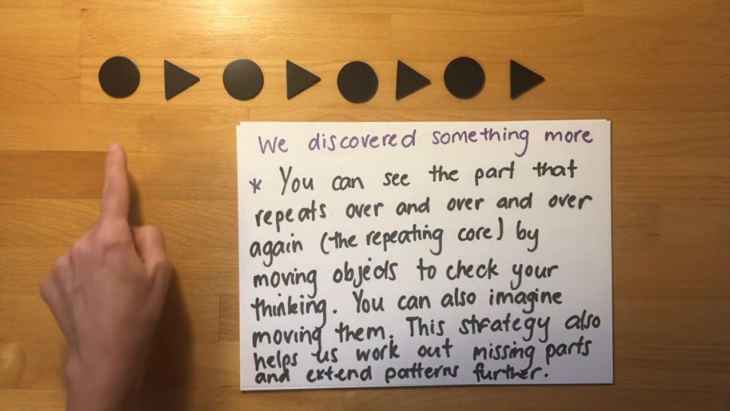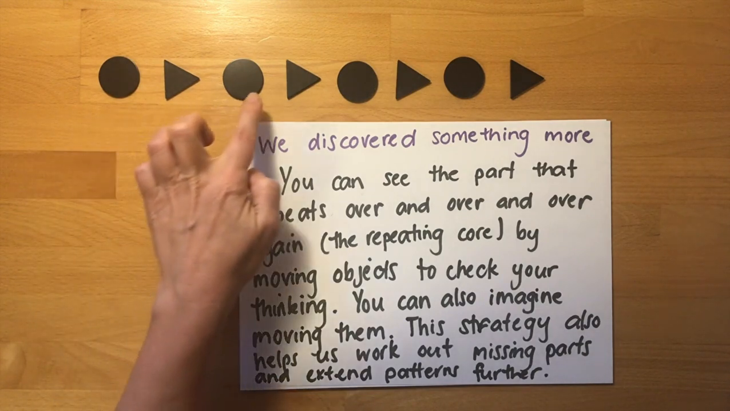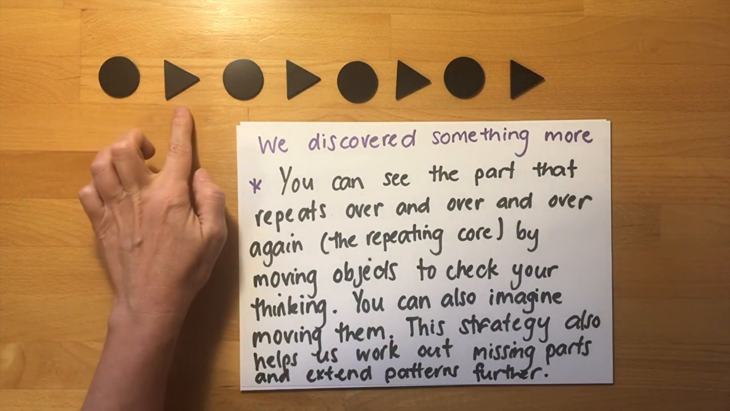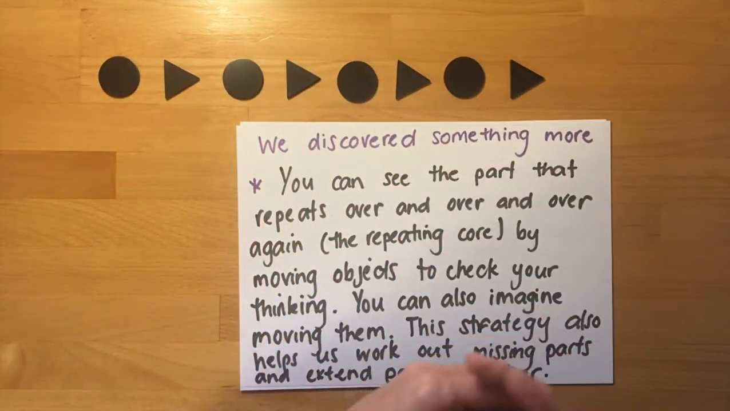So I can already see or hear that you're thinking about what is the repeating core of this pattern, and I can hear lots of you think that you have found it. Yeah, that's really good thinking, little mathematicians. It's a circle and a triangle. That's the core, and it repeats over and over and over.